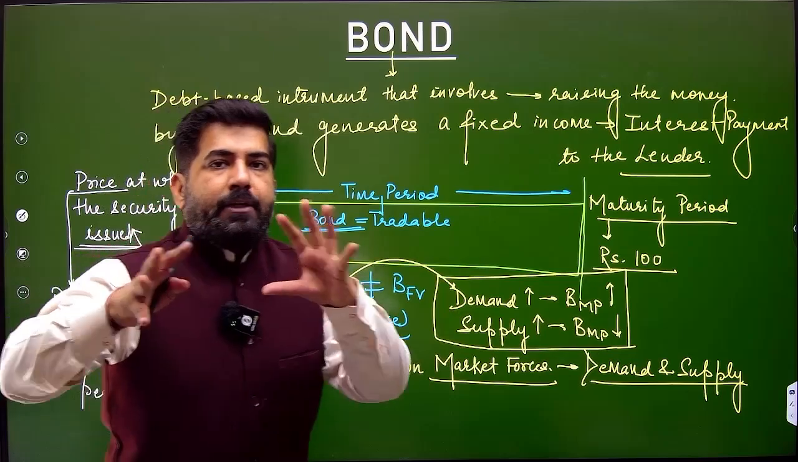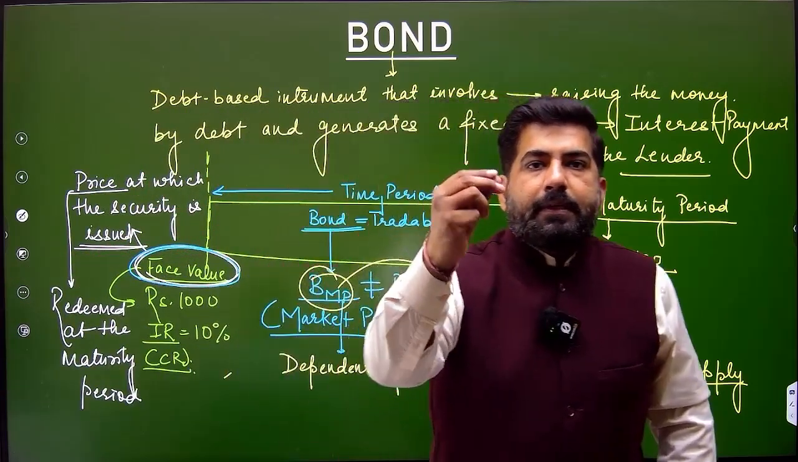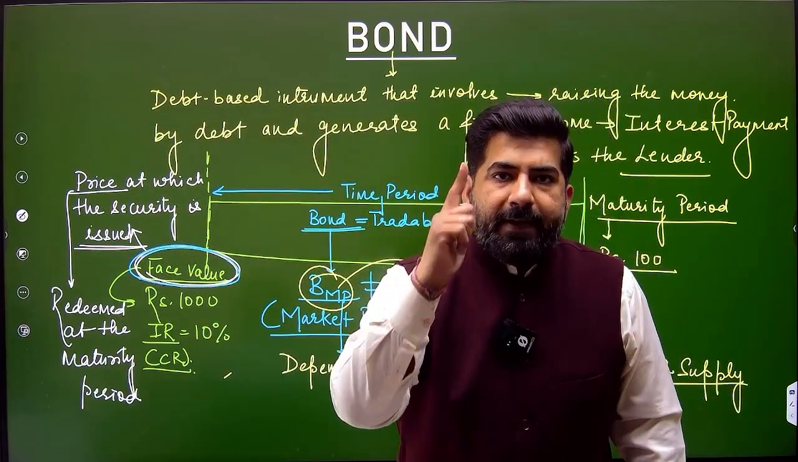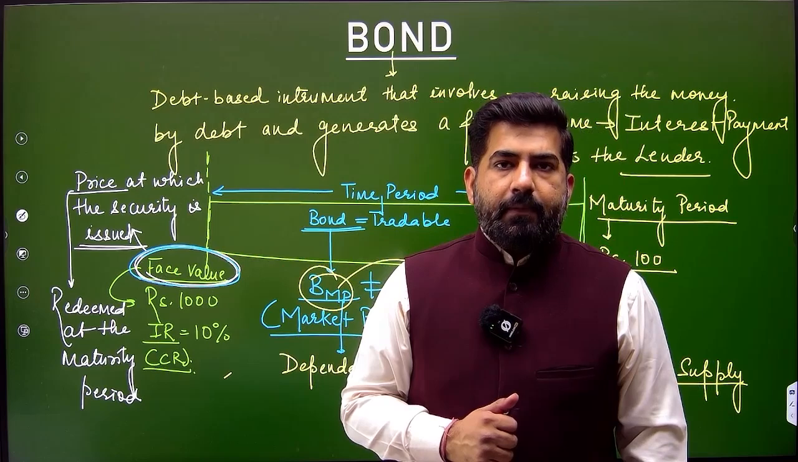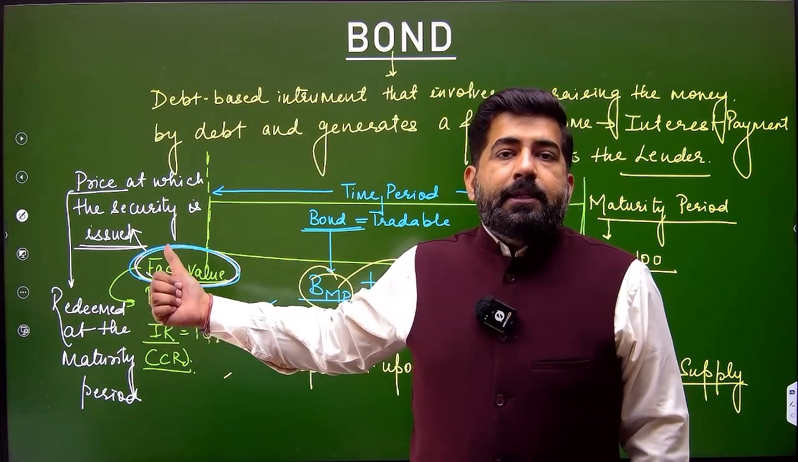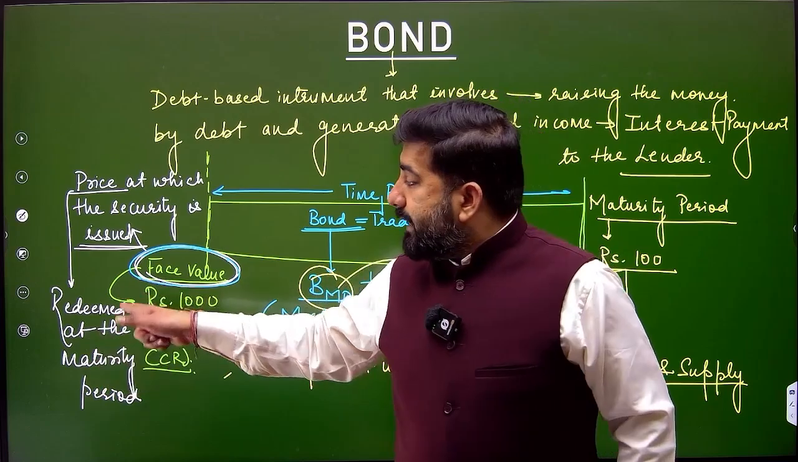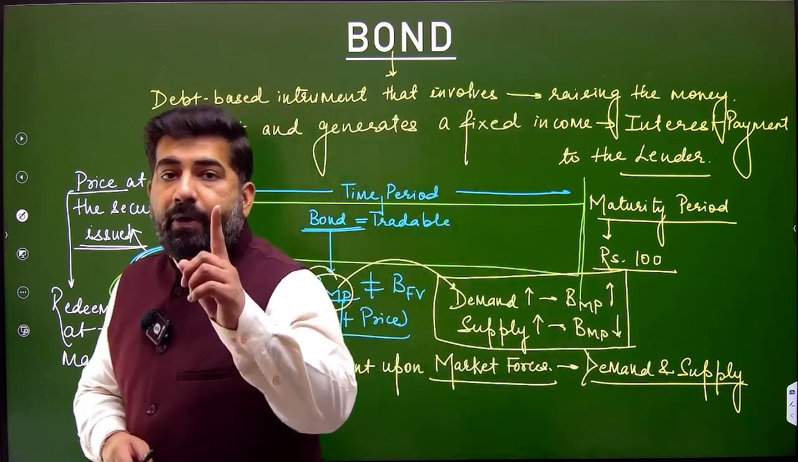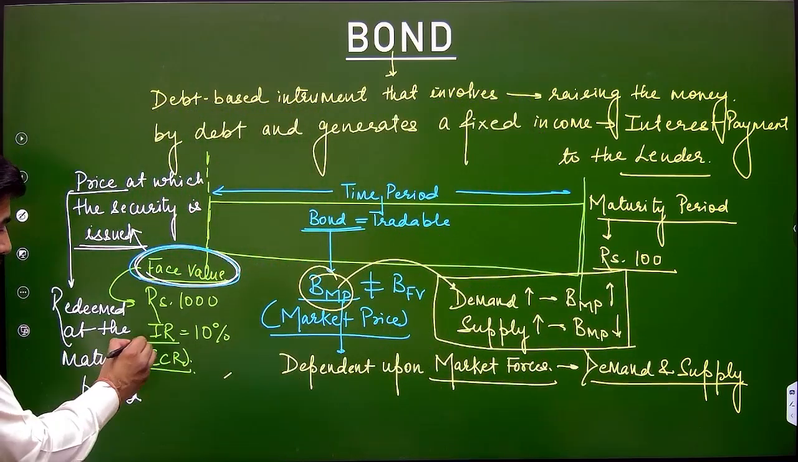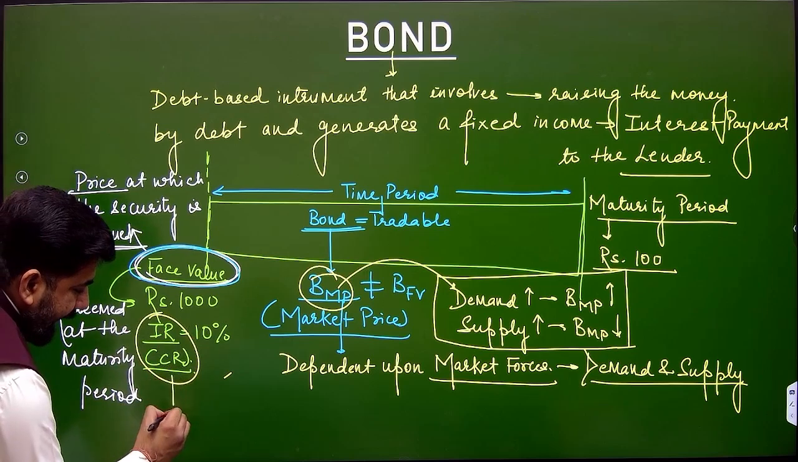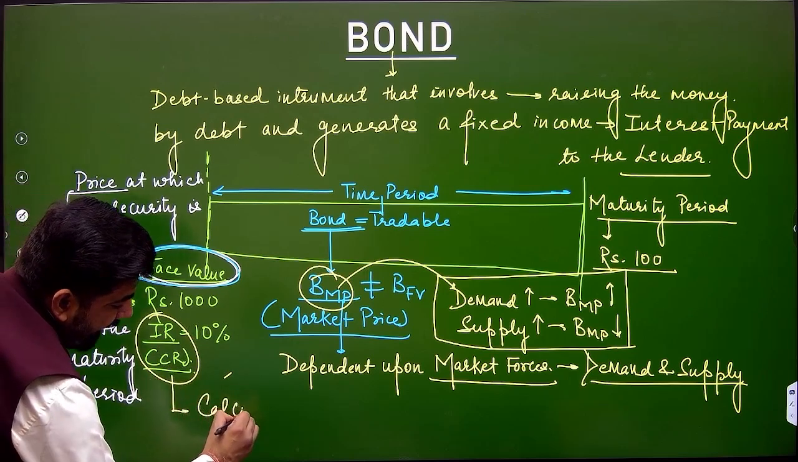Now try to understand, I have discussed with you certain terminologies of the bond. The first is face value. Clear? Second, the coupon rate, that is the interest amount. Clear? And here I would like to point out one more thing: this interest rate is calculated on the face value.